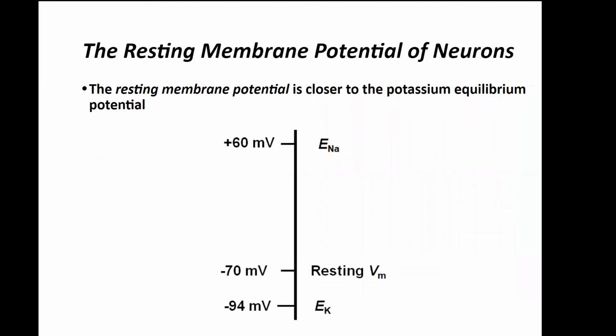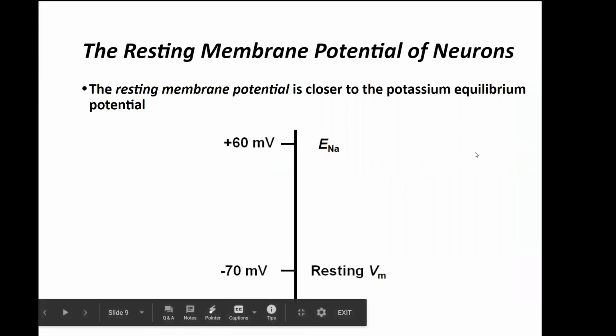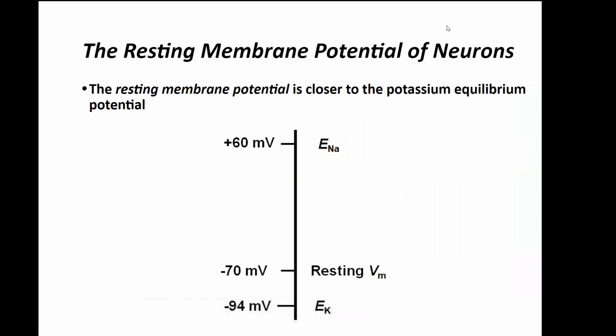Another way we can think about the resting membrane potential for our neurons is by coming up with this little chart of the equilibrium potential of sodium versus the equilibrium potential of potassium. You see here on the top, we have our equilibrium potential for sodium at +60. We remember that at the equilibrium potential for sodium, this is where our chemical force and our electrical force would kind of balance out.